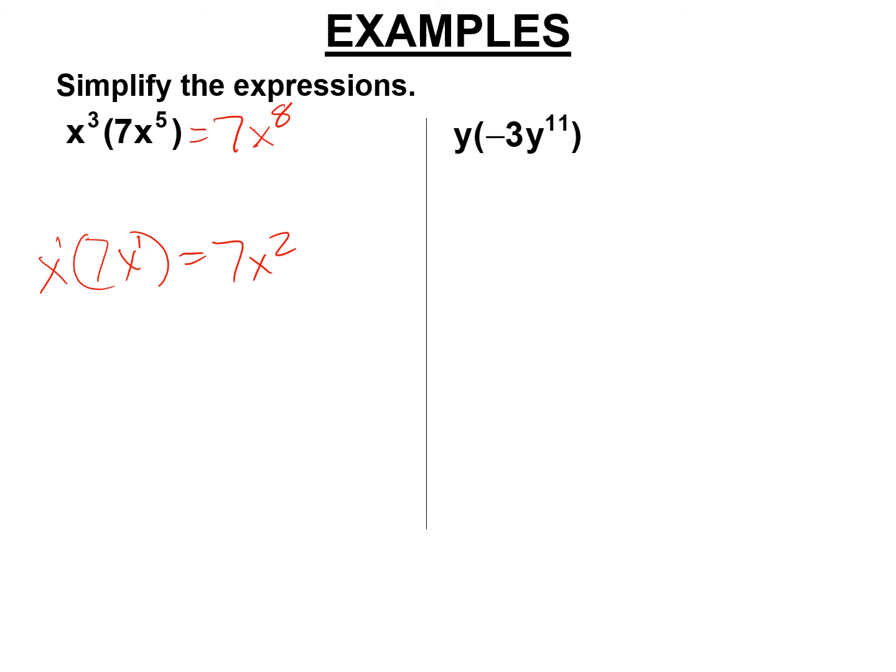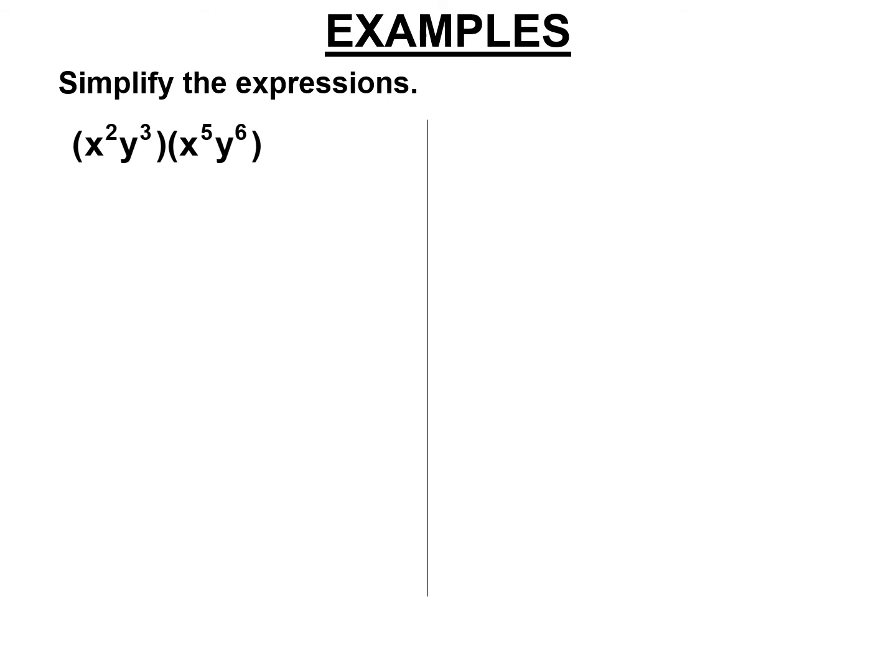So that's 1y times negative 3y to the 11th. So you bring the negative 3, y times y to the 11th is y to the 12th. This is negative 3 times y to the 12th. But you just say it as negative 3y to the 12th.